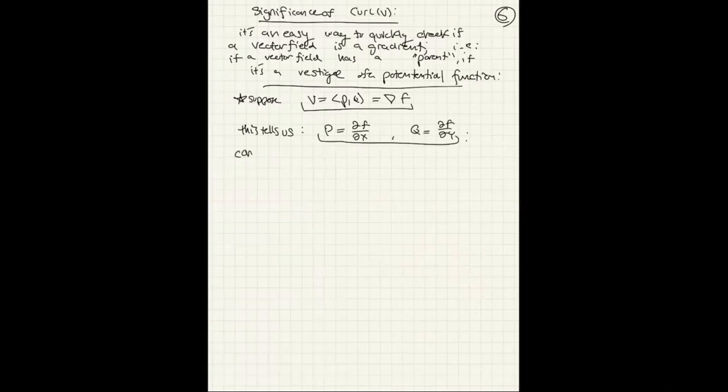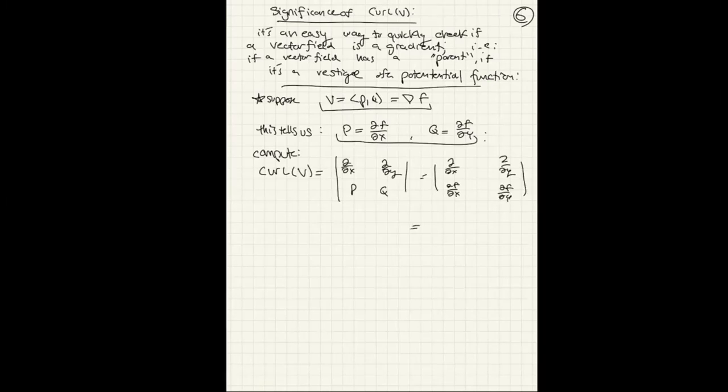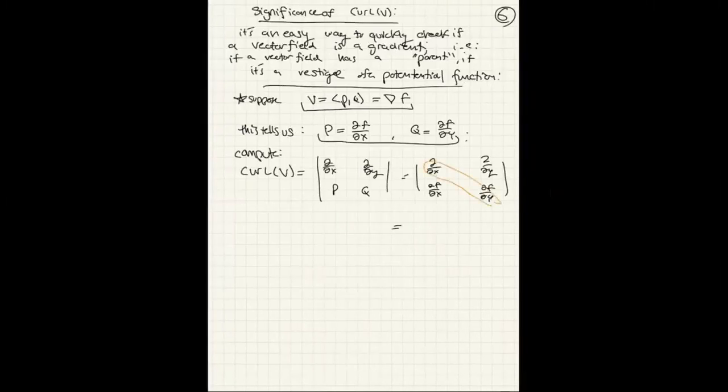So let's compute the curl of V in this case. This is the determinant of this thing. We've got P and Q, but I can replace these with partial f, partial x and partial f, partial y. We're going to see what happens. So this hits this, and this hits this, and I've got partial squared f, partial x, partial y, minus partial squared f, partial y, partial x.